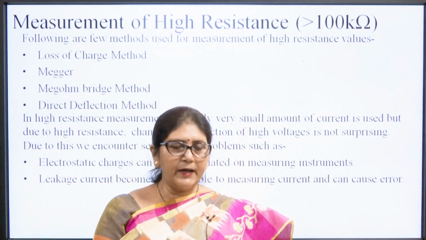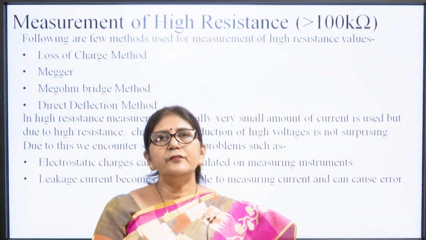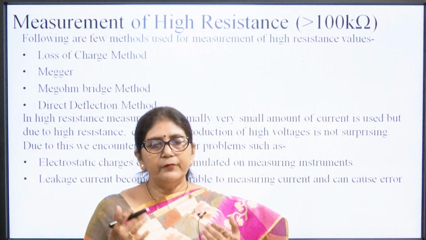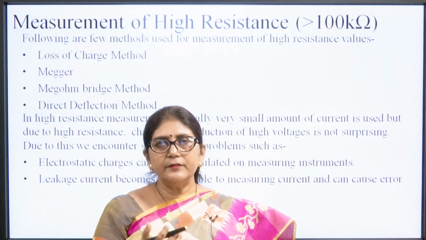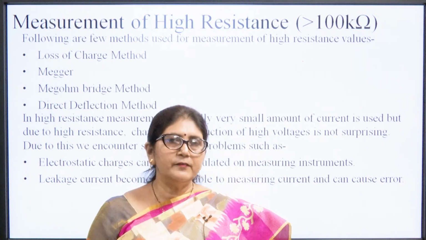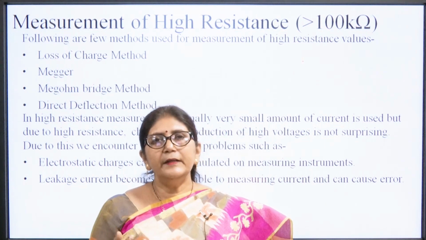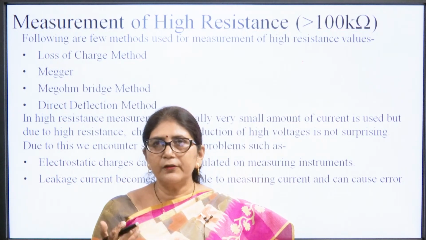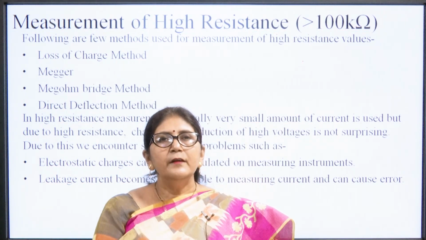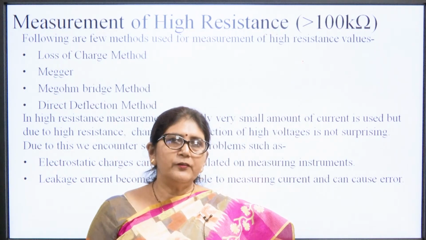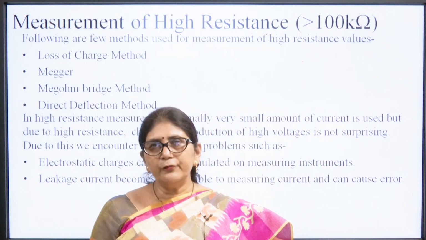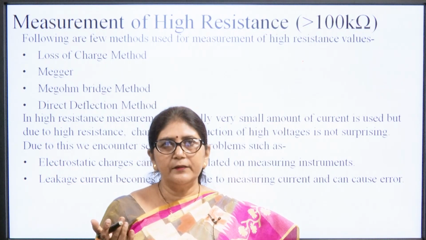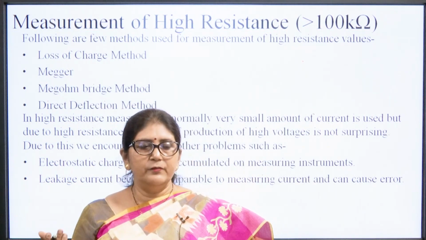So, there are high resistance methods. High resistance can be measured first by the loss of charge method, which means we charge a capacitor by this resistance, and then we discharge this capacitor, and that will give the total loss in charge. By this formula we can calculate the value of resistance. Next, there is a meter known as the Megohm meter, which is used for the measurement of high resistance, and then there is the Megohm Bridge method, and one more is the direct deflection method.